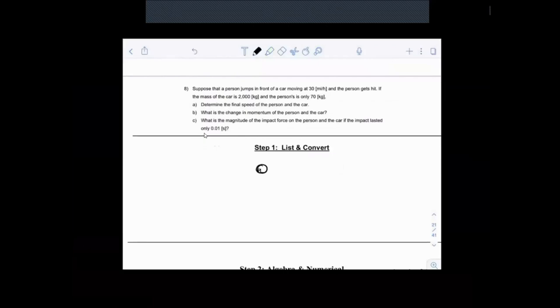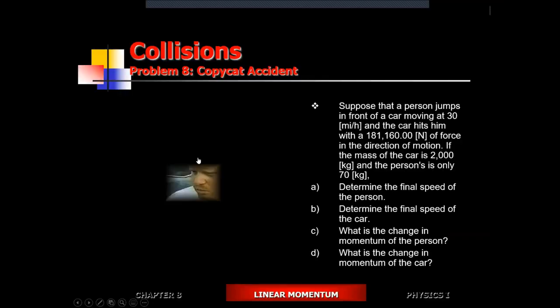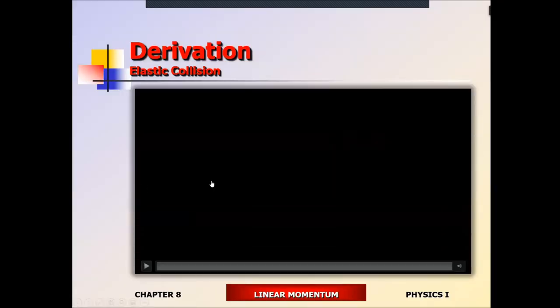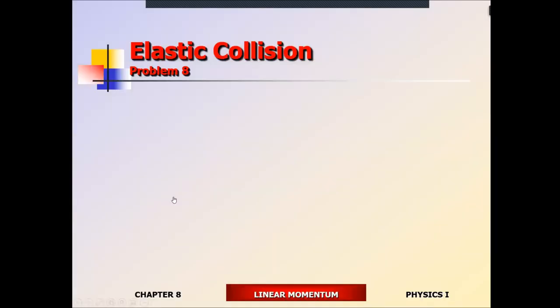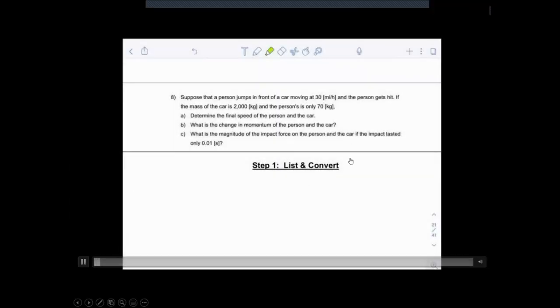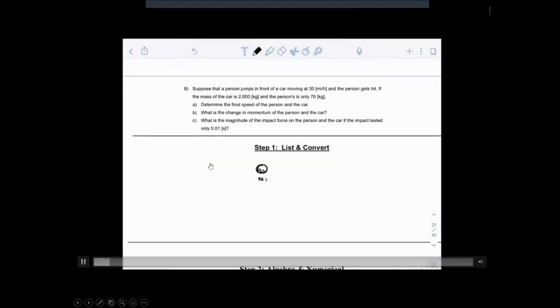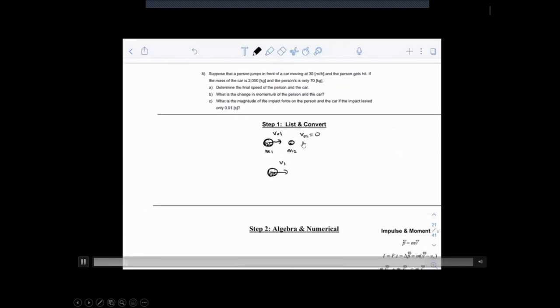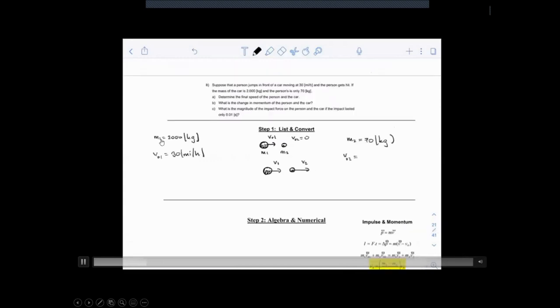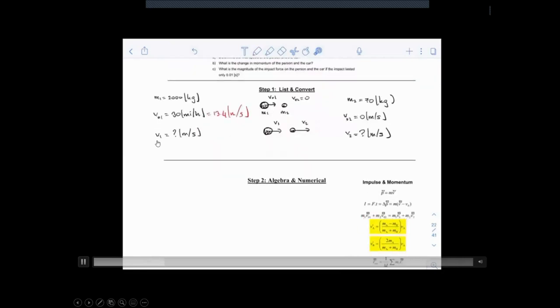Okay, let me just do that. Your problem is going to look something like this. This is a simple example of what I would give you, or something along those lines. A person getting hit by a car: the car is moving, the person is not. After impact, the car is moving, the person is moving. So, the mass of the car, the mass of the person. The car is moving at 30, the person is not. Speed of the car, speed of the person, after impact.